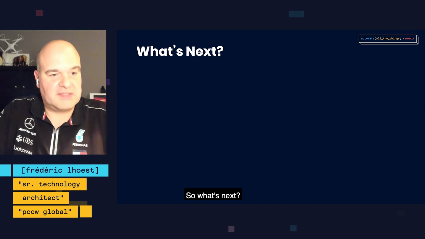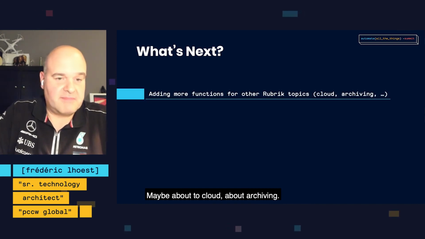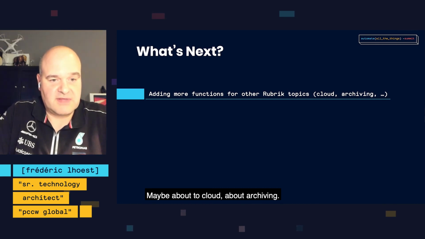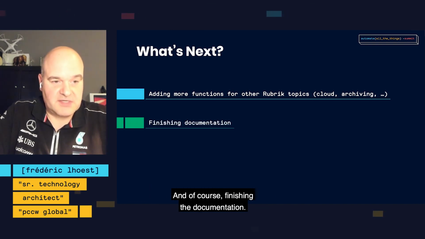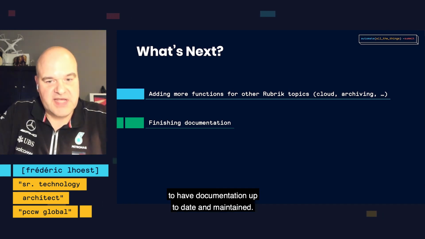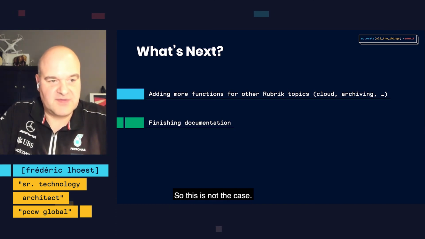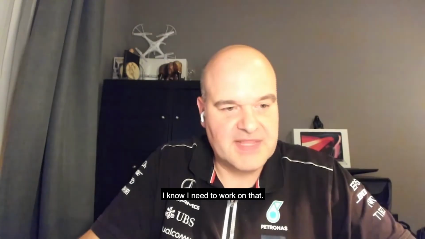So what's next? Adding more functions for other Rubrik topics, maybe about cloud, about archiving. There are many other topics that I need to make the framework evolve to. And of course, finishing the documentation. This is always a big challenge for IT guys to have documentation up to date and maintained. So this is not the case, so bear with me. I know I need to work on that.